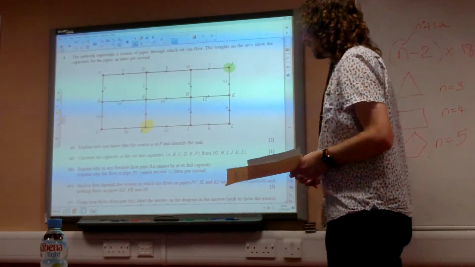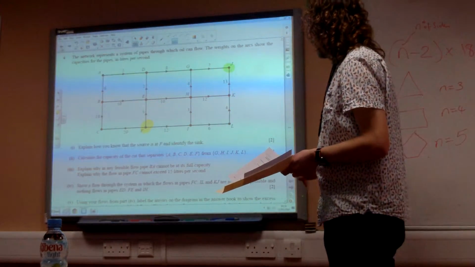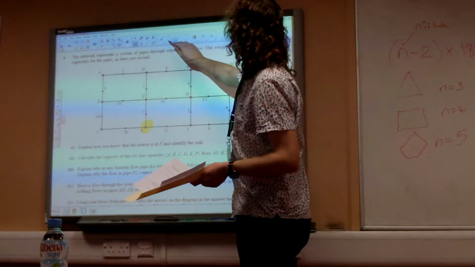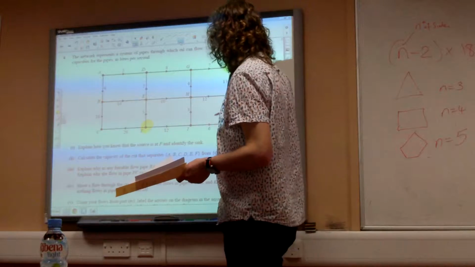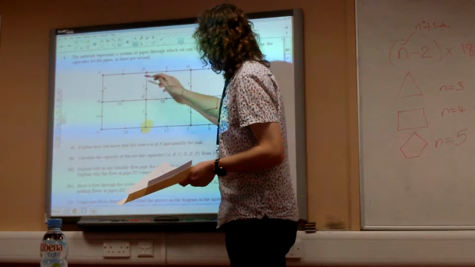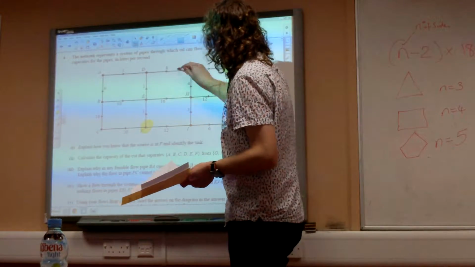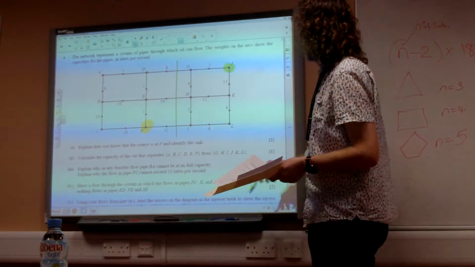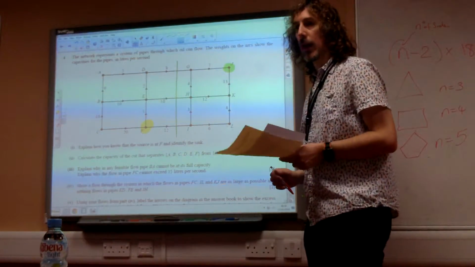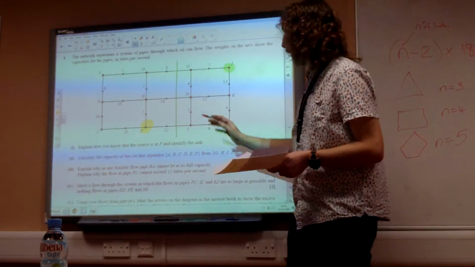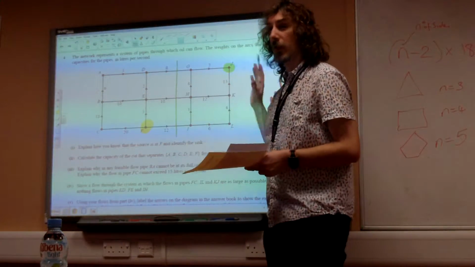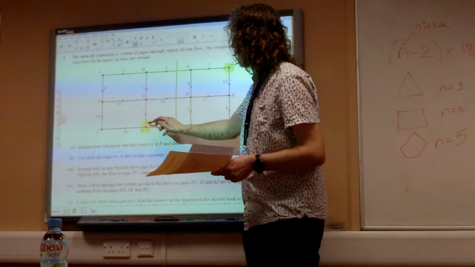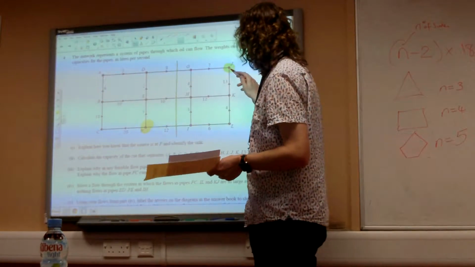Calculate the capacity of the cut that separates A, B, C, D, E, F from G, H, I, J, K, L. So the cut that we're looking at has A, B, C, D, E, F separated from G, H, I, J, K, L. Okay, we're looking at things that are flowing across the cut. Well, actually, they're all flowing across the cut, aren't they? Because they're all flowing from the F side of the cut to the J side.